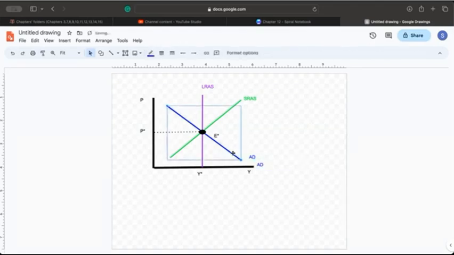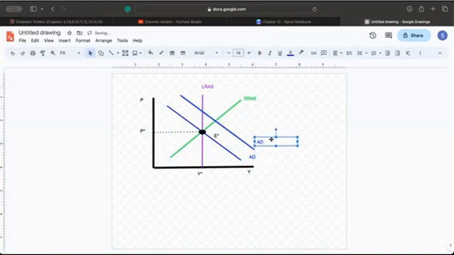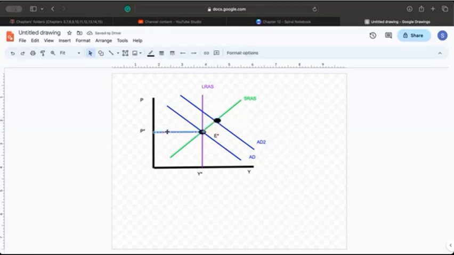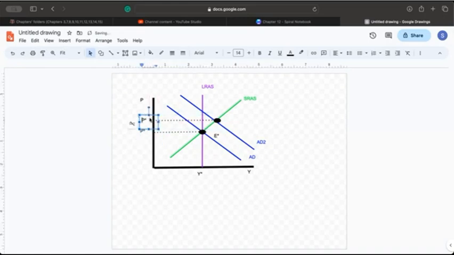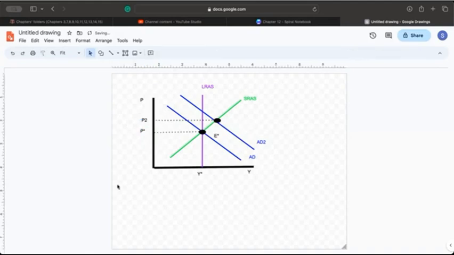So we'll move up right there, and we'll call that aggregate demand 2. We've shifted to the right with aggregate demand, and now we have a new equilibrium point at a higher price than where we initially were. We'll call that P2. It's at a higher price, and it's also at a higher output, which we'll call Y2.